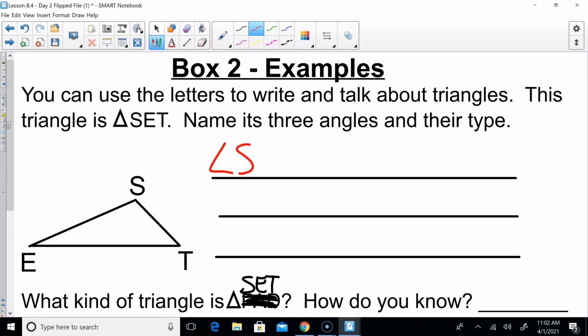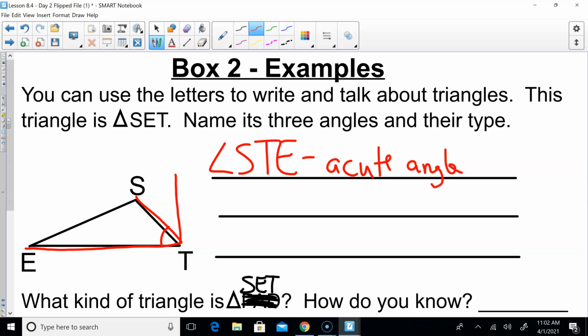Angle S-T-E, which would be right here, S, T, and E. And we look up, here's this line, this would be where 90 is, so this angle is only there, so this would be an acute angle. Well, next one, we'll start here. We'll go T to E to S. Here's that line. This would be straight up there as well. So that would be T-E-S, which would also be an acute angle.